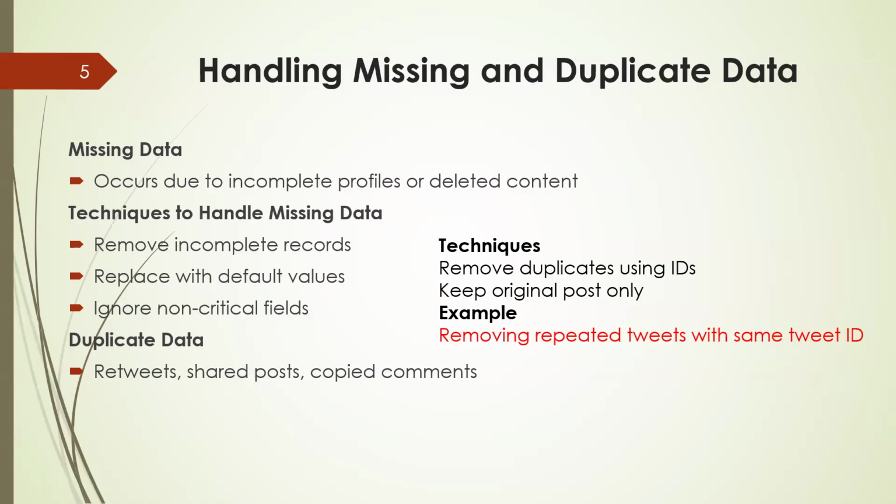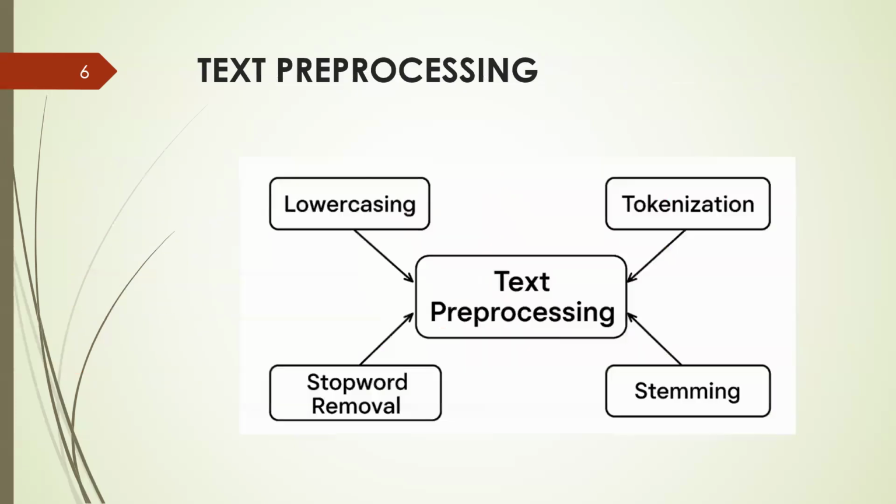How can I remove duplicates based on IDs? If the same ID comes again, we can remove it. But if it is a different ID with the same message, we cannot say it is a duplicate. Keep the original post only. For example, removing repeated tweets with the same tweet ID. The same tweet done by multiple people is considered a retweet. If I want to remove the duplicates, I can use this. Or if I want a count of how many times it is repeated, I can keep the message but use a counter to keep track of that information.